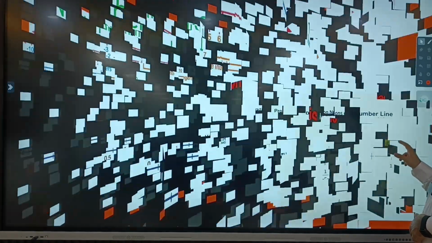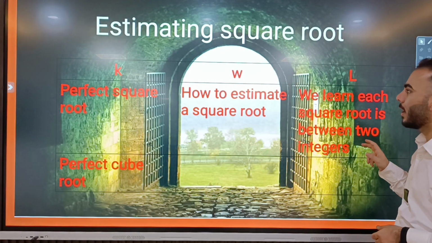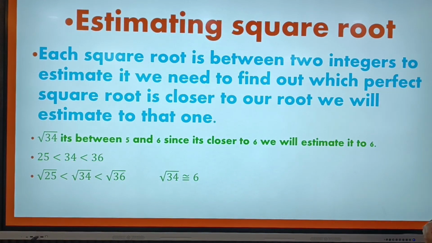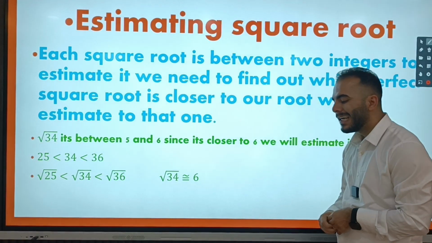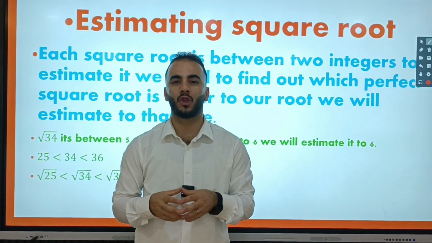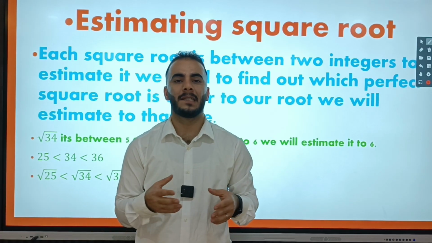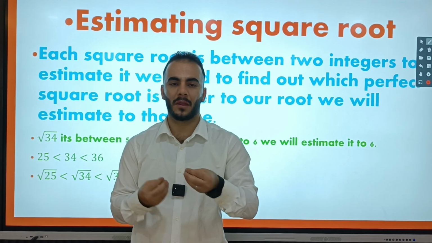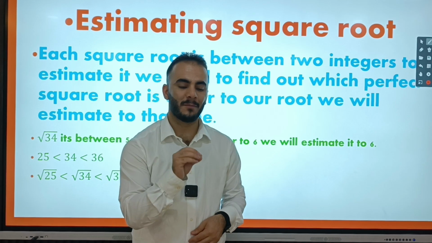Okay, after number line, we have got estimating square roots. For estimating, in grade 9, you already studied this kind of topic, so it's not going to be a big deal for you guys. Estimating square roots, we know that each imperfect square root is between two perfect square roots. For example, square root of 5 is between square root of 4 and square root of 9, which is basically between 2 and 3. But which one is closer?